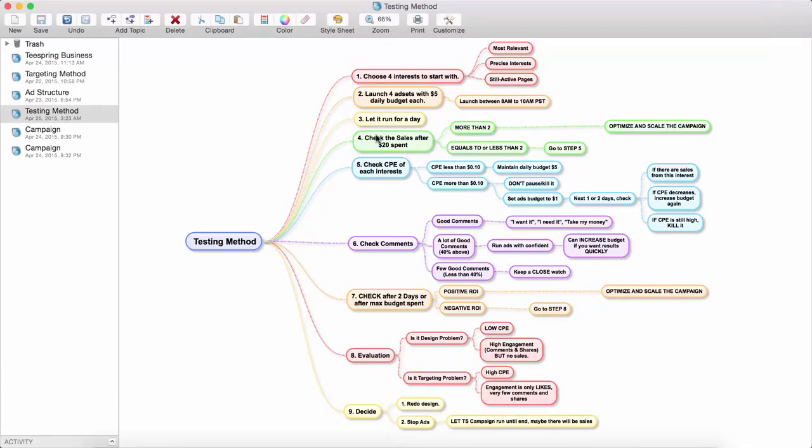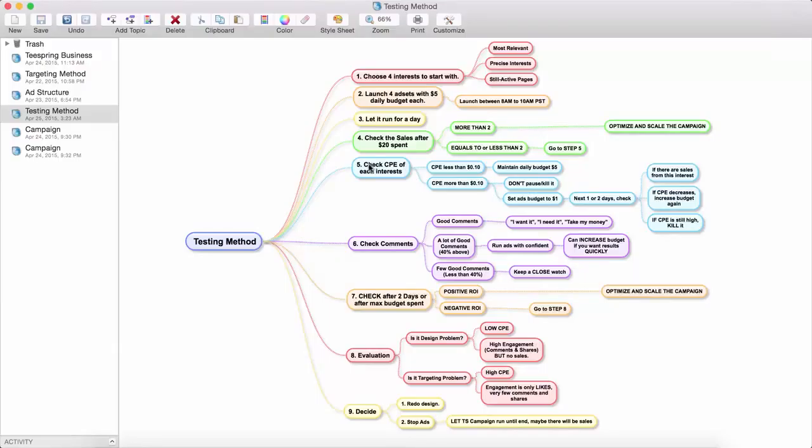If after $20 spent, you have more than 2 sales, assuming your profit per sale is $10, I usually set it to $13 to $14 per sale, it means that you have positive ROI, which shows that it's a good sign. You can continue to optimize and scale the campaign. But if the sales are equal to or less than 2, you go to the next step.